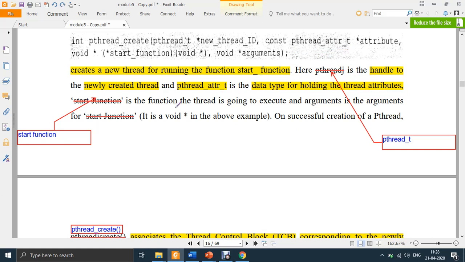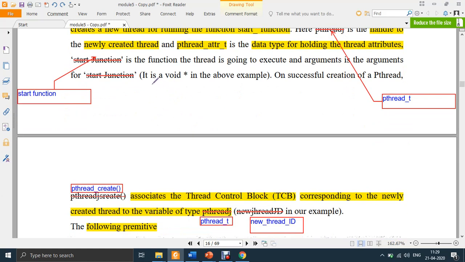Okay, so start function is the function the thread is going to execute. So this is a function or some code that this newly created thread has to execute. And arg is the argument for the start function. So these arguments are for the start function. Arguments means some variables that you pass so that the function can work.